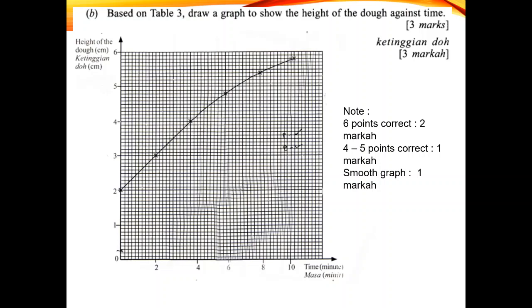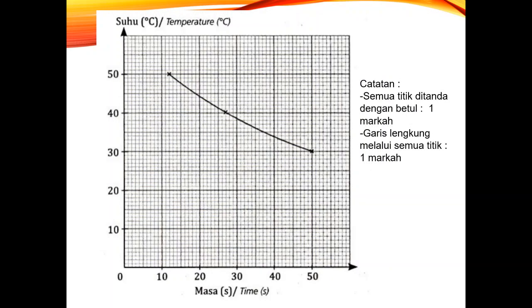And then the allocated marks here is 3 marks. So if you correct all the points, okay, you will score 2 marks. And then if only 4 or 5 points correct, you're only able to get 1 mark. And then the graph is smooth or not, okay, you will score another mark here. If the graph is only 2 marks like this, you need to know all the points must be correct in order to get 1 mark. And then the curved line, this is the curved line graph, okay, you will get the marks for another curved line. Okay.